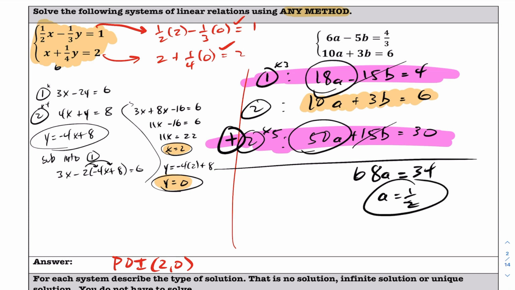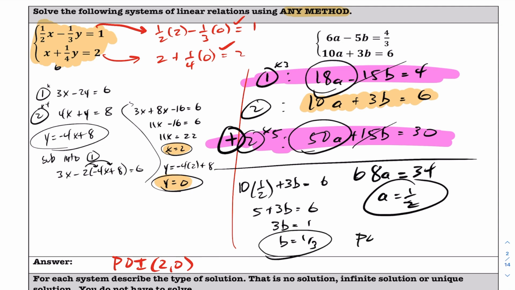So my a value is a half. I can sub that into either equation to find my b value. I'm going to go ahead and sub it into equation 2, in which case we get 10 times a half plus 3b is 6. 5 plus 3b is 6. 3b is 1, and I get b as a third.